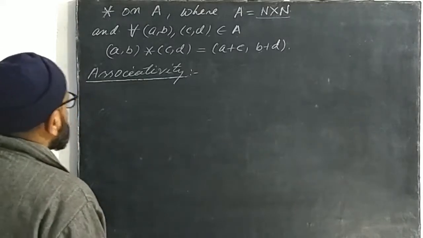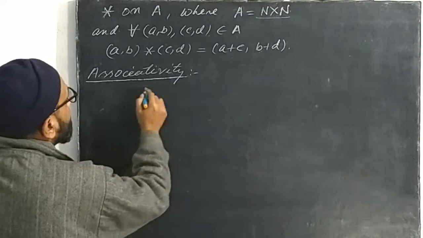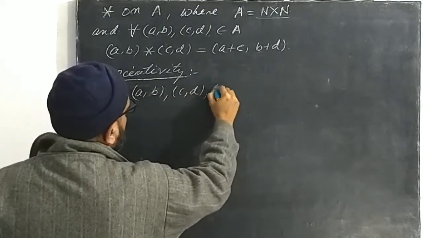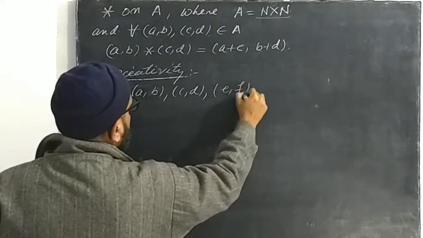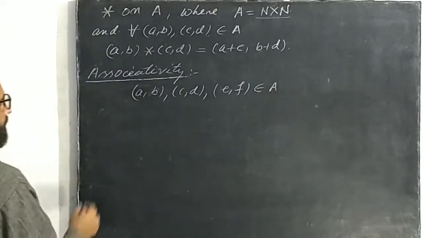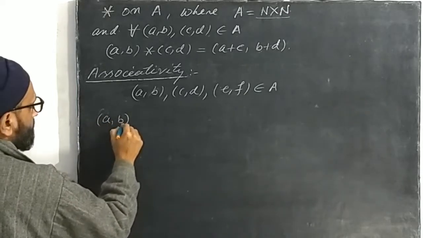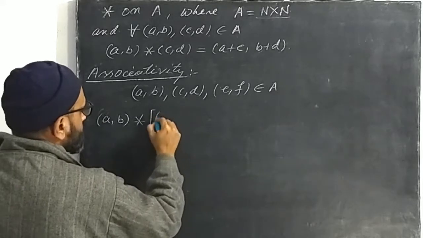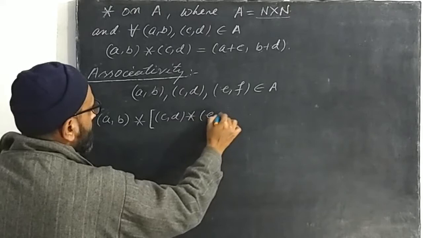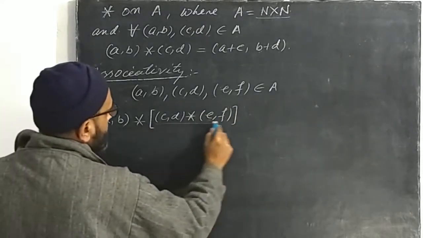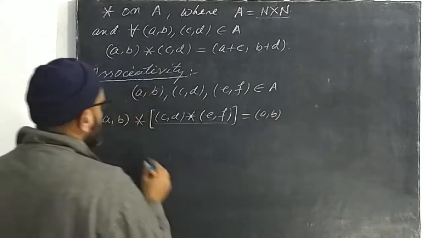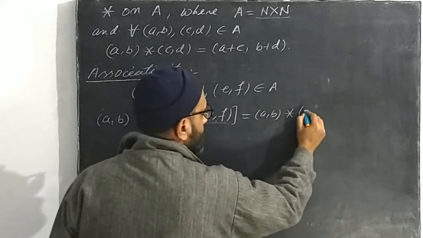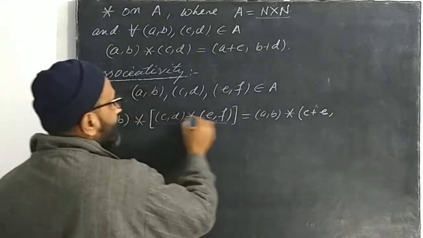Now let's check the associativity of the operation. For that purpose, we need three arbitrary elements in A. So let (a, b), (c, d) and (e, f) belong to A. So the element (a, b) is star, and the next two elements are grouped together in a bracket first: (c, d) star (e, f). So first we apply the operation on this. So the first ordered pair (a, b) remains as it is, star as it is, and here applying the operation we have (c plus e, d plus f).